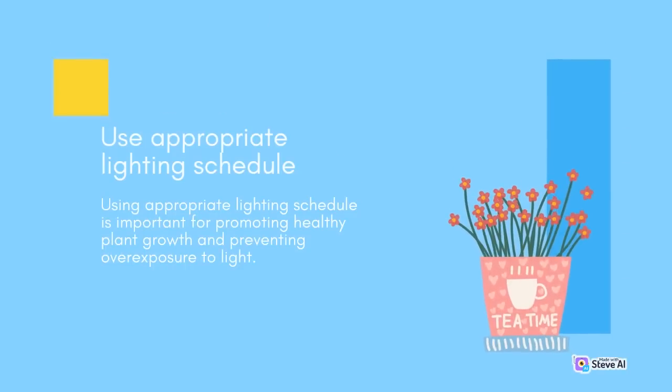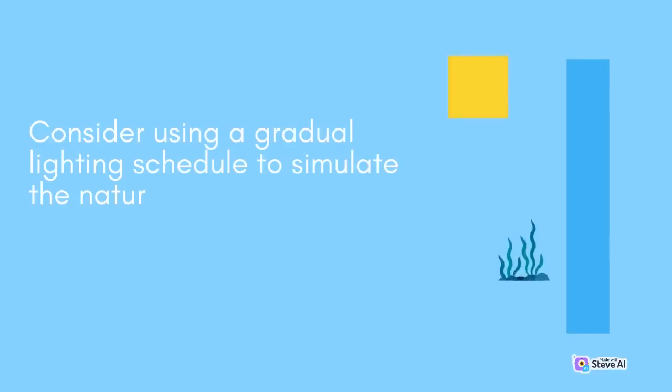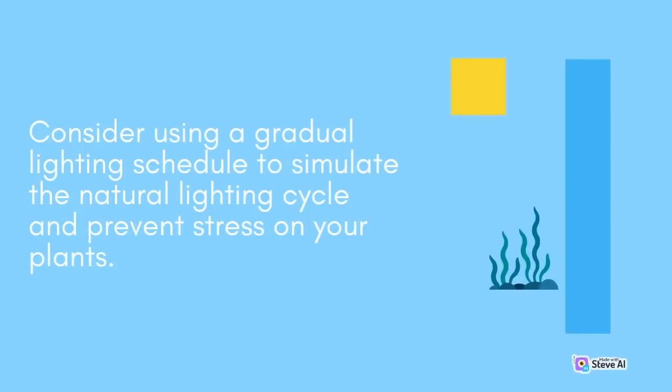Use appropriate lighting schedule. Using appropriate lighting schedule is important for promoting healthy plant growth and preventing overexposure to light. Consider using a gradual lighting schedule to simulate the natural lighting cycle and prevent stress on your plants.